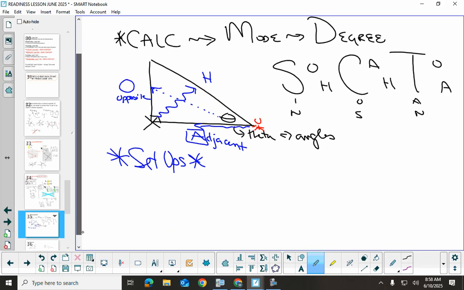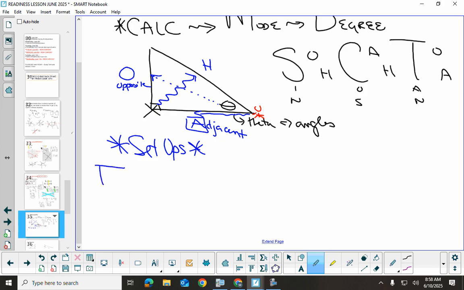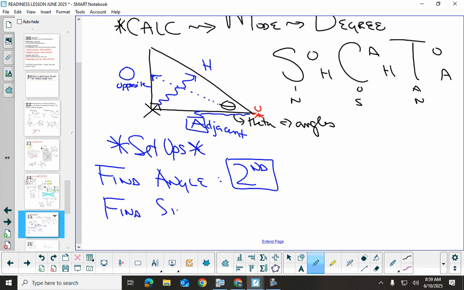We're going to go through some core examples here, but just as a quick review, when you're looking for the angle, you're going to hit second. When you're looking for the side, you're going to cross multiply and divide. Okay?